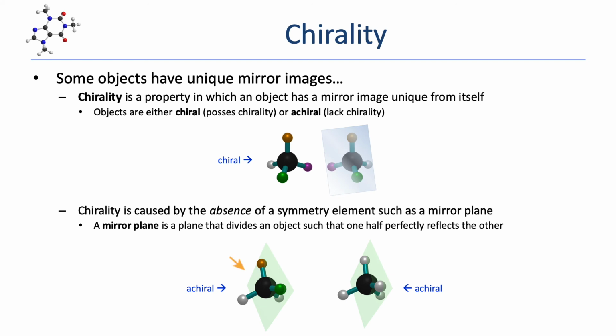So in these two examples, you can see that each compound has a mirror plane that perfectly bisects the molecule so that one half completely and perfectly reflects to the other half. Because these two compounds have a mirror plane, that means that they are achiral. That is to say that their mirror images would be the exact same as themselves. If you look at that first example above, there is no mirror plane. There is no way you can bisect that molecule such that one half perfectly reflects to the other half. And since it lacks that symmetry element, it's chiral. It has a mirror image that is unique from itself.